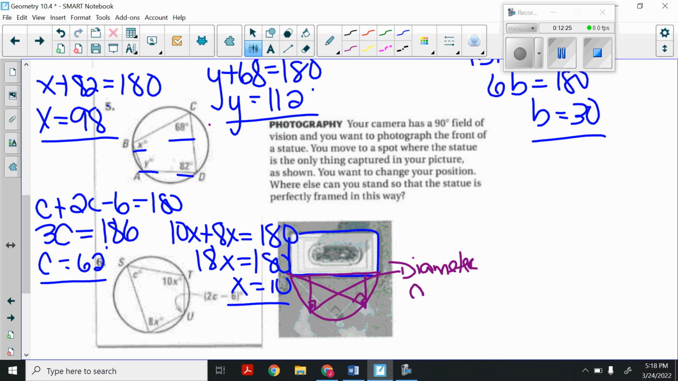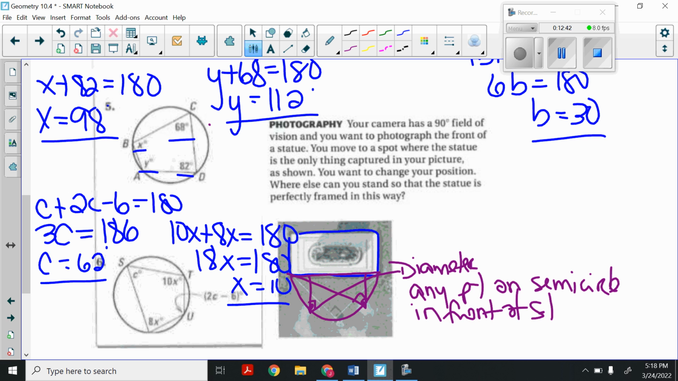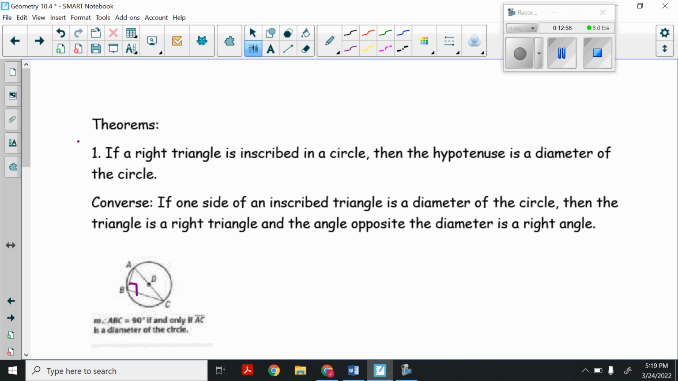So any point on the semicircle in front of the statue fits within the 90-degree field of vision. That comes from this theorem right here that says if a right triangle is inscribed in a circle, the hypotenuse is the diameter of the circle.